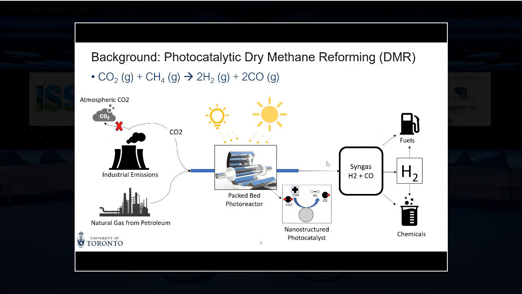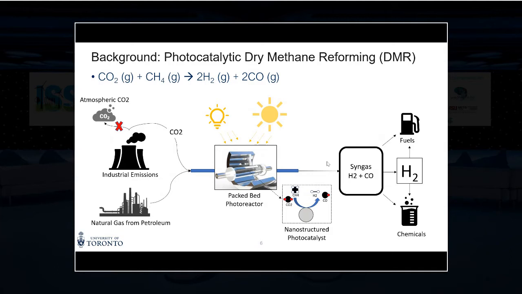So you have the potential to capture CO2, say from industrial emissions, and reroute the CO2 alongside methane from natural gas to a photoreactor, which is essentially a transparent tube that's packed with nanostructured photocatalysts, which uses energy from the light to drive the chemical conversion of the carbon dioxide and methane to the hydrogen and carbon monoxide. And then, as mentioned, this syngas can be used for the production of fuels, chemicals, or purified to hydrogen for other applications.